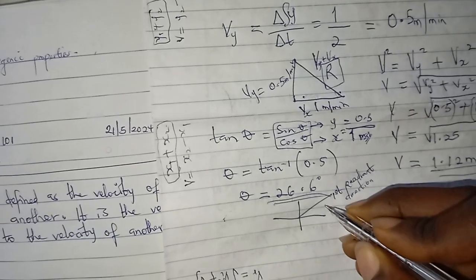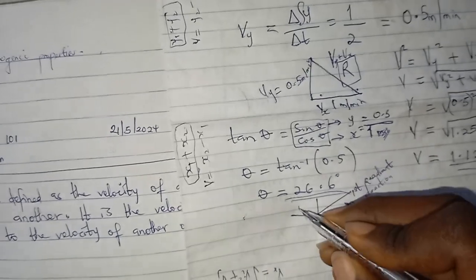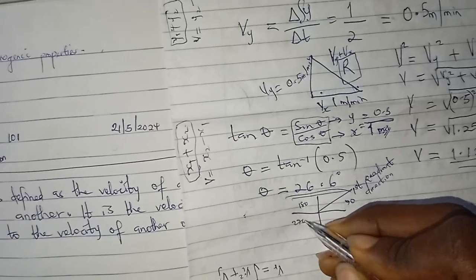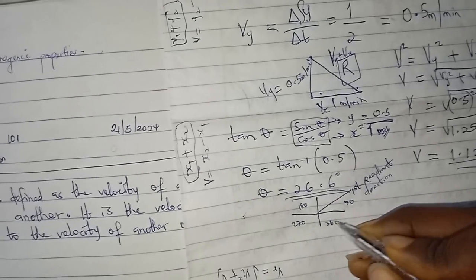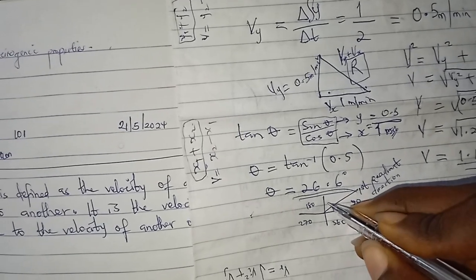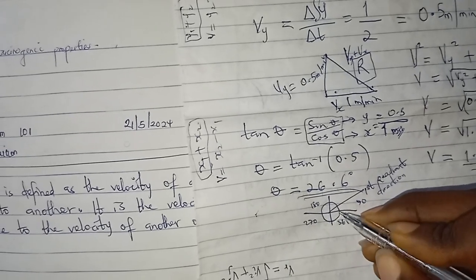Remember I told you the first quadrant is here, 90. This side 180, 270, 360. And we normally start from this side, going around.